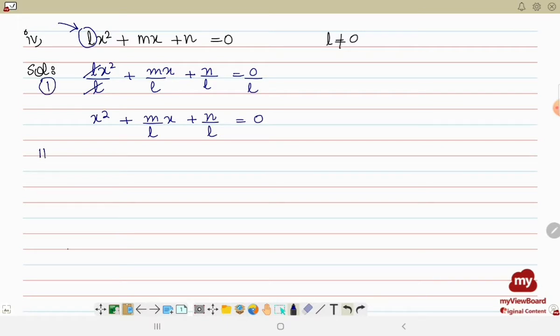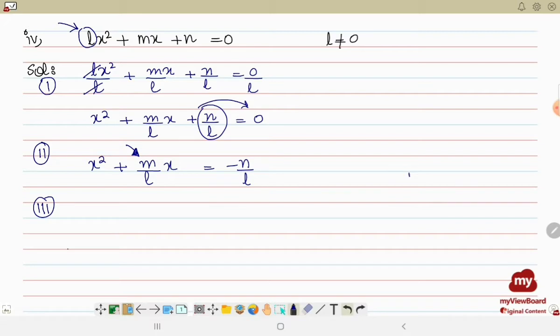Now the second step of working was to take the constant term to the other hand side. Constant term means the term without the variables x, y, z. So we'll have to shift this constant term to the other hand side of the equation. So it will become minus n over L.